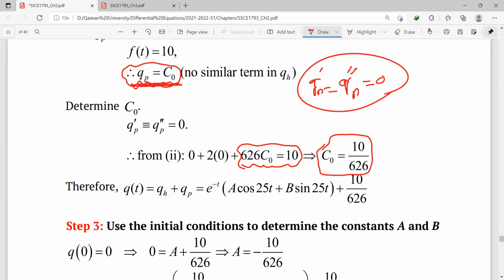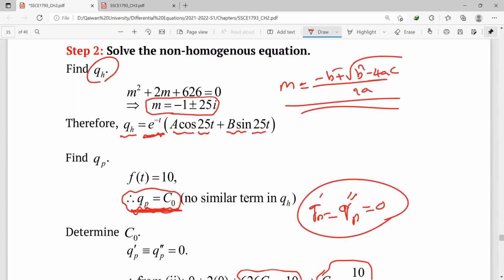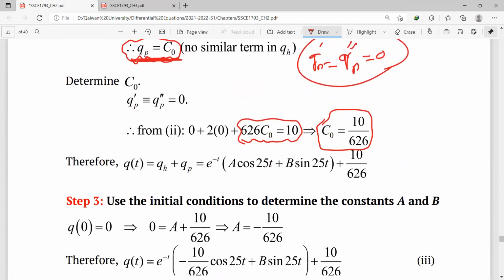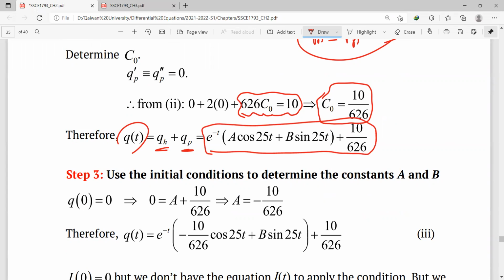We now have both the homogeneous and particular solutions. The homogeneous solution is e to the power minus t times (a cos 25t plus b sin 25t). And the particular solution is 10 over 626. We say the sum of the homogeneous solution and the particular solution is the general solution. This is the general solution. Okay. Now we apply the conditions.